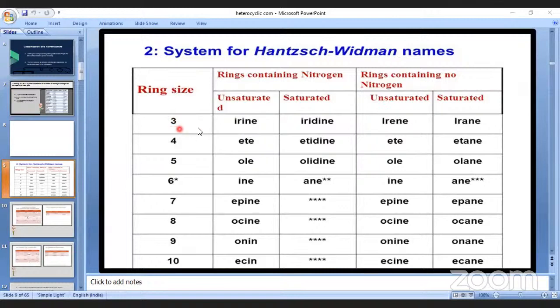3-membered system. If the ring contains a nitrogen atom, how can we write the saturated system? How can we write the unsaturated system? If the heterocyclic compound does not have a nitrogen atom, it contains atoms other than nitrogen, we can write like this, the nomenclature for unsaturated and saturated systems. Right. So suppose it is a 3-membered cyclic system. 3-membered cyclic system means like this, with the nitrogen atom.